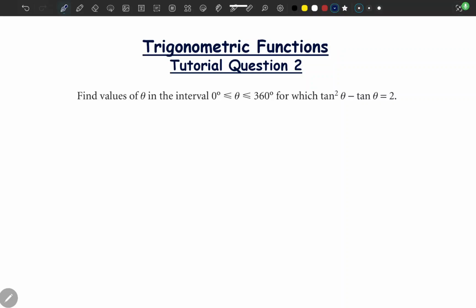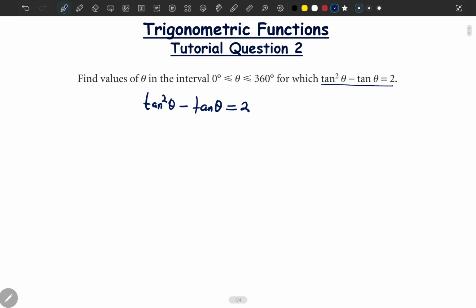Let's answer this question together. Find the values of theta in the interval 0 all the way to 360 for this. So we have tan squared theta minus tan theta equal to 2.